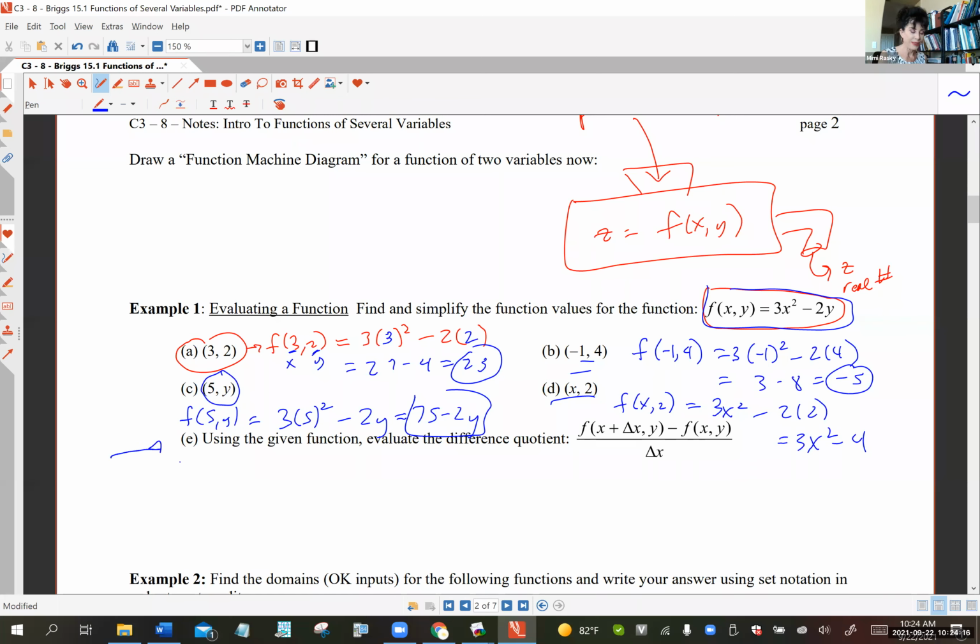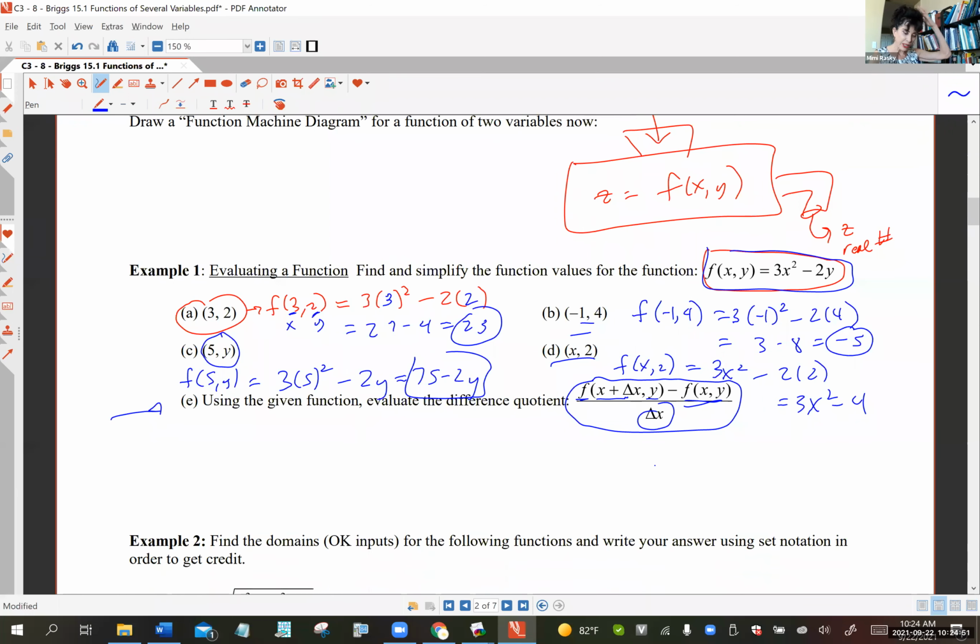Now, letter E is a little bit more involved because you're doing more than just evaluating your function at a single point. You're going to evaluate what's known as the difference quotient. The difference quotient is very famous in mathematics, and it shows up in limits and things like that. So you're going to evaluate f at (x + Δx, y), and then you'll subtract from that f evaluated at plain old (x, y), and then you'll divide that entire numerator by Δx.